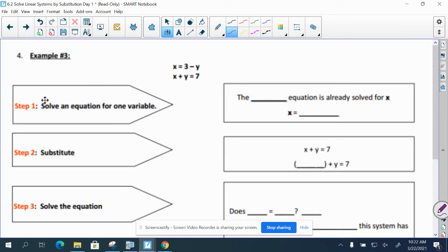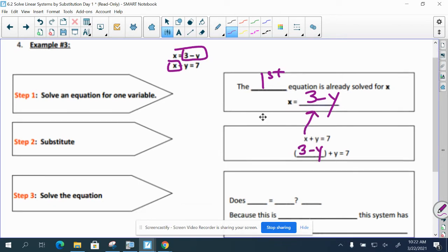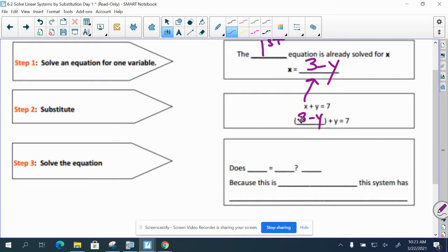All right, so this one, the first equation is already solved for x. So it's 3 minus y. Where we see x in the second equation, we're going to replace it with 3 minus y. Because right now we can't solve an equation if it has two variables in it. But if we can get them both to be y, then we can solve for y. So we're going to take x plus y equals 7, replace x with 3 minus y, and then simplify. So this is 3, and then negative y plus y cancels out, and you get 7.